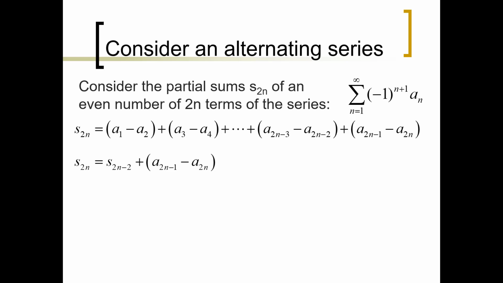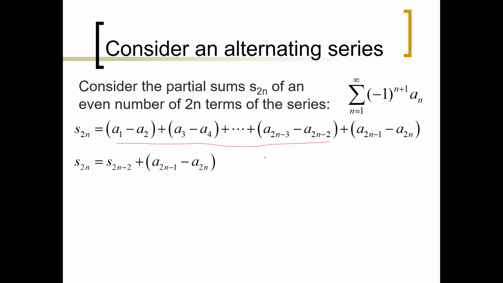But S sub 2n has to equal S sub 2n minus 2, plus the remaining two terms, because S sub 2n minus 2 is the summation of all the terms up to the 2n minus 2 index. Well, this term is before that term. Since a sub n is decreasing, that means this subtraction must be positive. So therefore, S sub 2n is equal to some positive number plus another positive number.